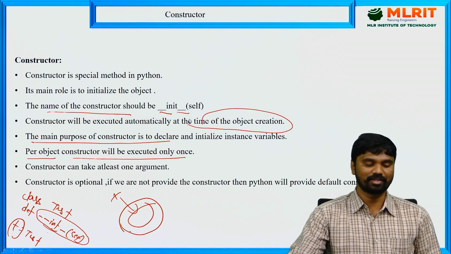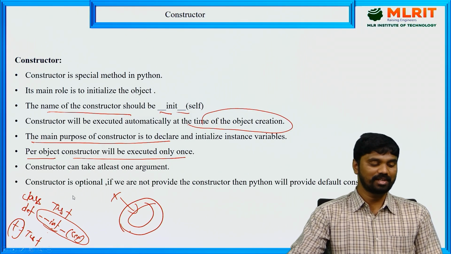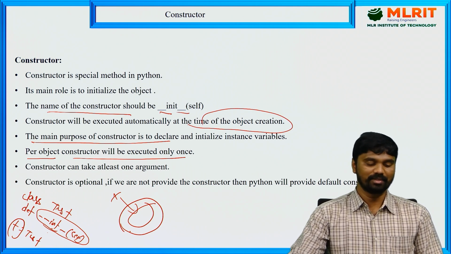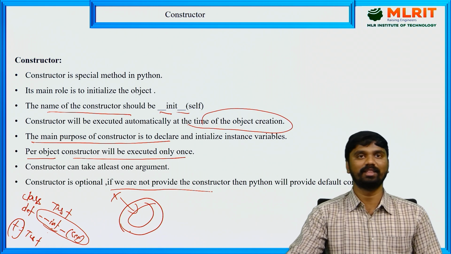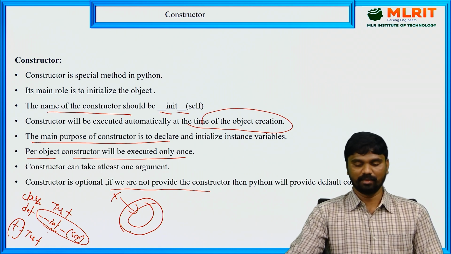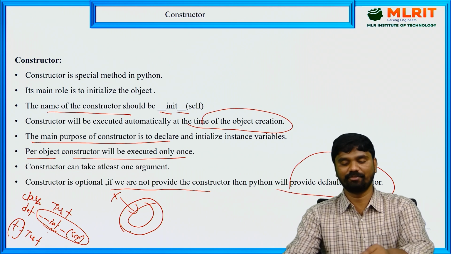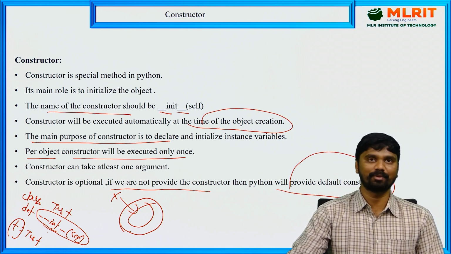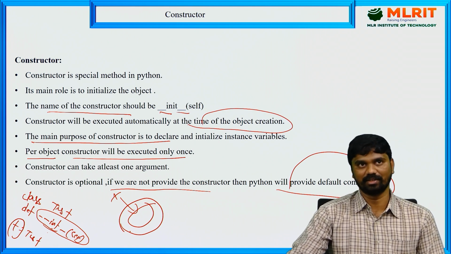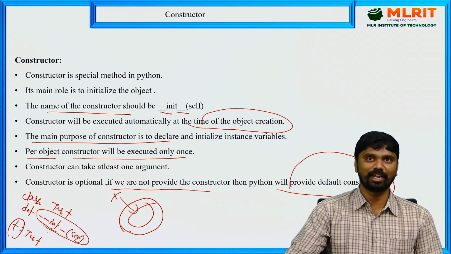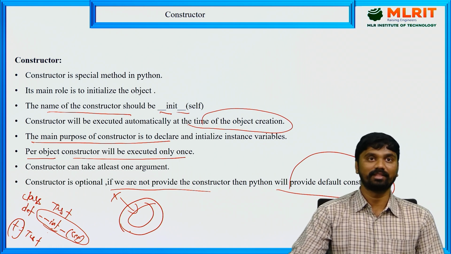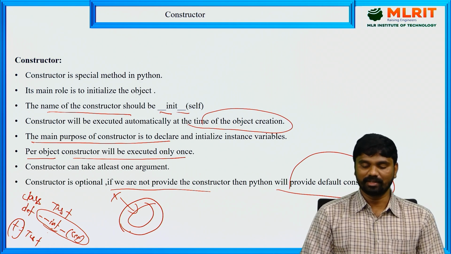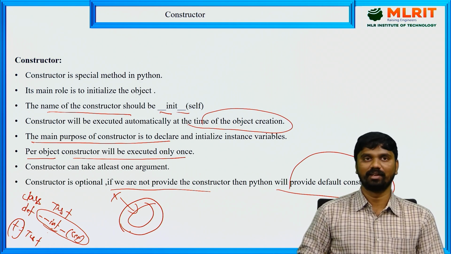Self has to be the first parameter. Next, constructor is optional, right? Yes, constructor is optional. Why? That means if you do not define the constructor in the Python program, then the default constructor will be provided by the Python virtual machine. That means as a programmer, if you did not create any constructor, then the Python virtual machine will provide the default constructor. Anyway, we'll discuss that in the types of constructors.